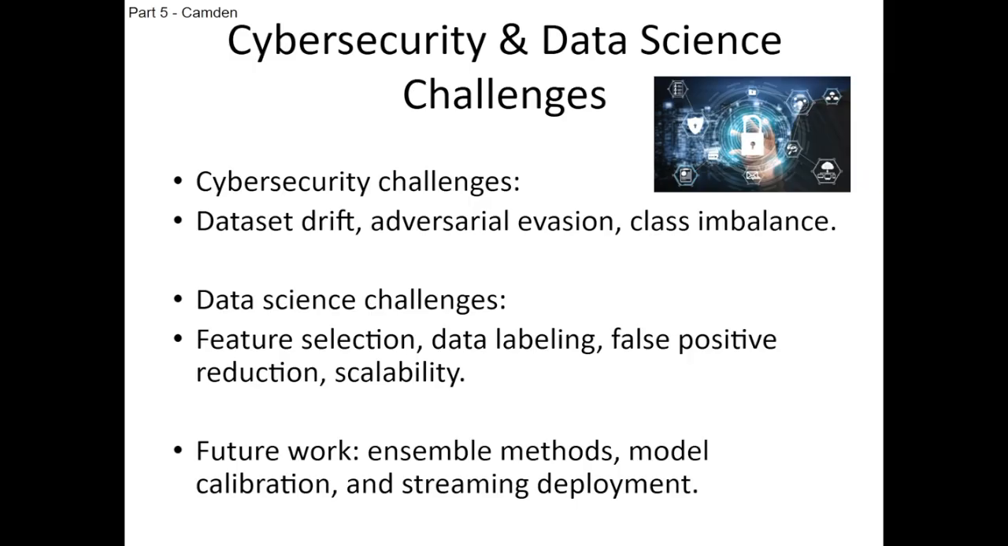There are challenges on both the cybersecurity and data science sides. For cybersecurity, the biggest issues are dataset drifting, adversarial evasion, and class imbalance. Real-world traffic changes constantly, which makes detection harder. From the data science side, we deal with feature selection, labeling large datasets, reducing false positives, and making sure the models scale. For future work, the main areas to focus on would be ensemble methods, better model calibration, and moving these models into a real-time streaming environment.